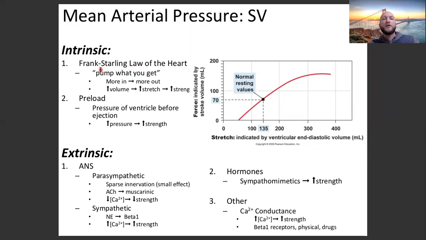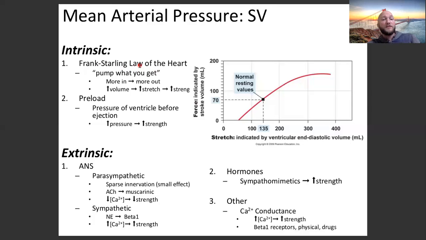There's the Frank-Starling law of the heart. This is an underlined, bolded key term. You pump what you get. If there is no blood in your ventricles and it tries to beat, how big will its stroke volume be? If there's no blood, there's no stroke volume. There needs to be blood returning to your heart, blood flowing into your ventricles in order for your ventricles to pump them out.